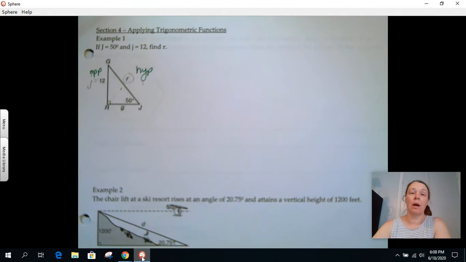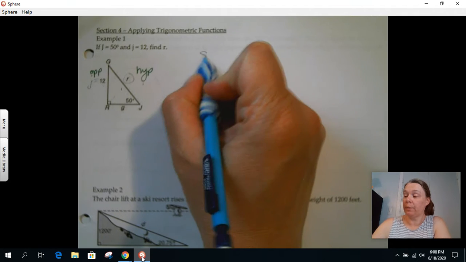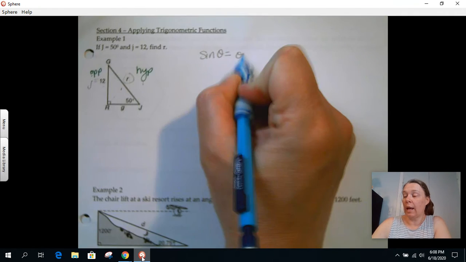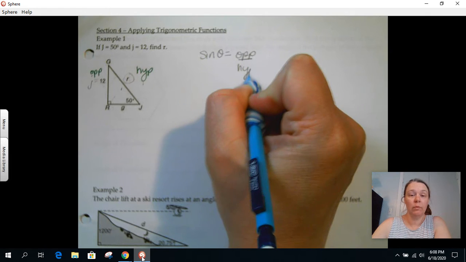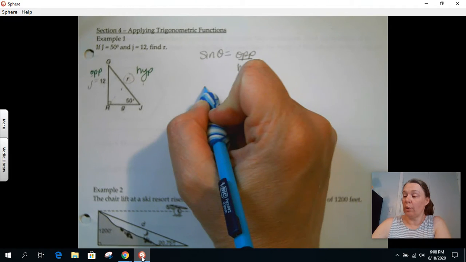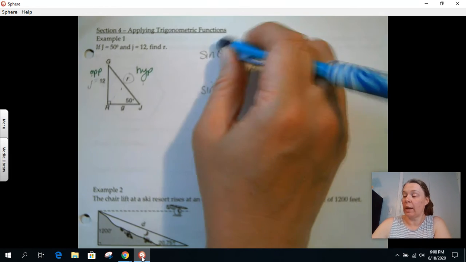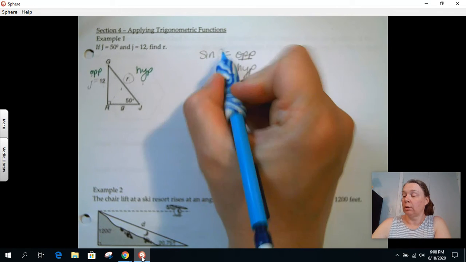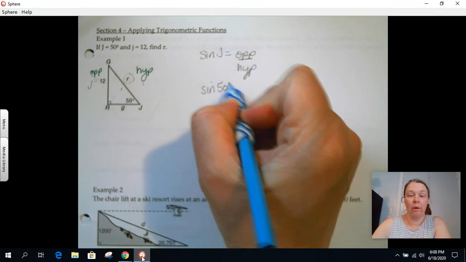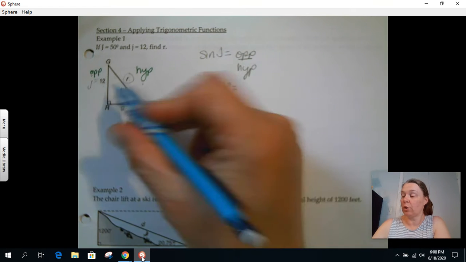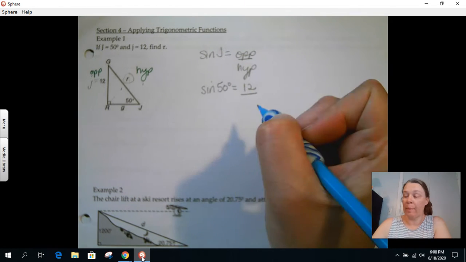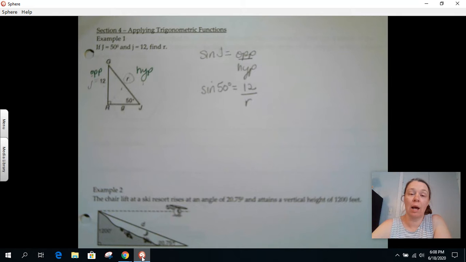And so then I'm going to think of my three trig ratios, sine, cosine, and tangent. Which one relates opposite and hypotenuse? The one that relates opposite and hypotenuse is sine. We know the sine of an angle is the leg opposite over the hypotenuse. In this case, we're talking about angle J. So the sine of 50 degrees equals the side opposite, which is 12, over the hypotenuse, which is side r. And that's what we're going to solve for.